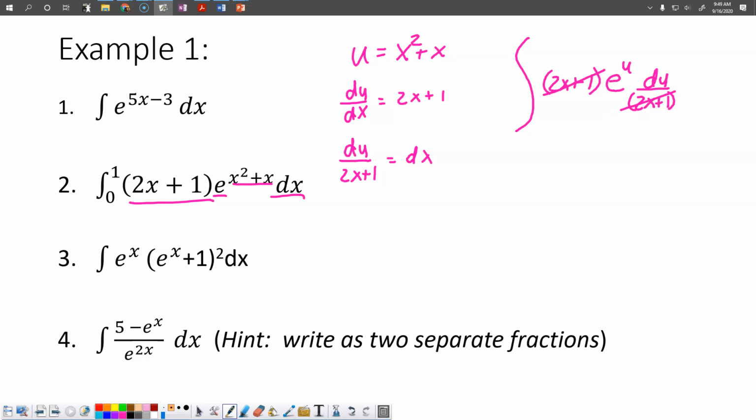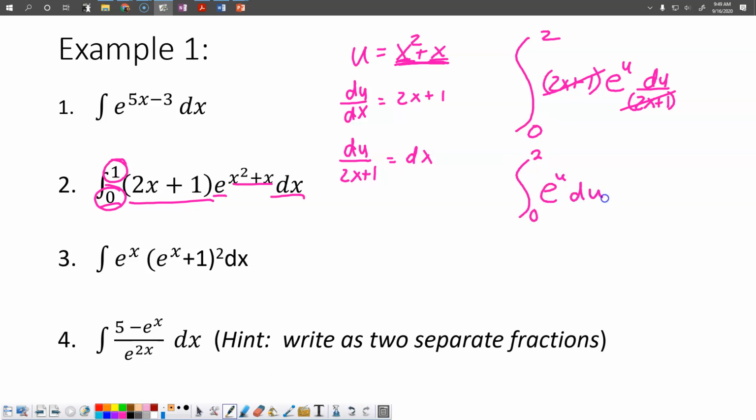Now, we're not done, though, because when we have definite integrals, we also have to transform our limits, right? So, if I were to plug 1 in for x, what would the u come out to be? Well, 1 squared is 1, plus 1 is 2. And if I plug in 0, 0 plus 0 gives me 0, so that's 0. So now I have the following.